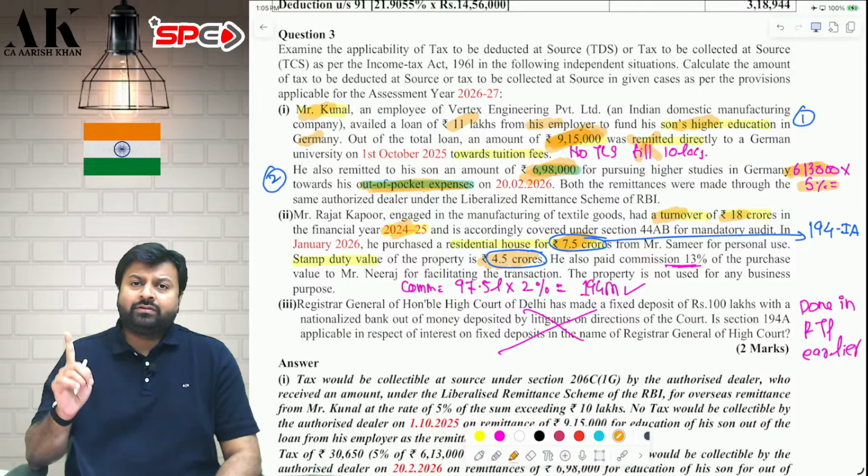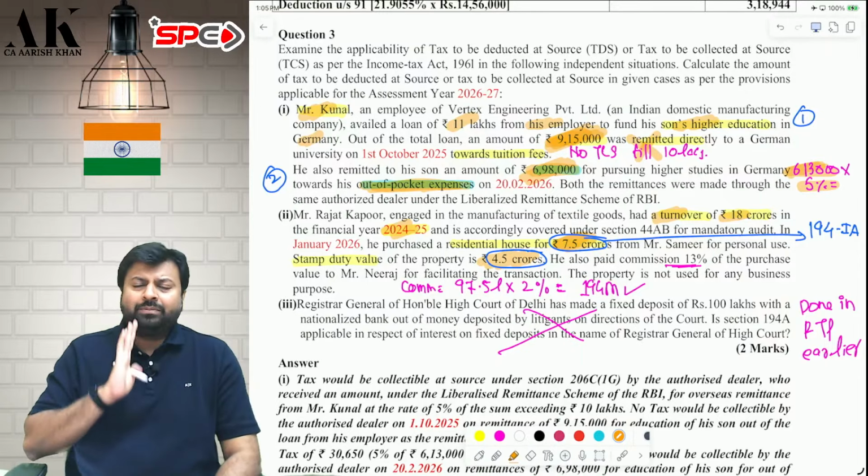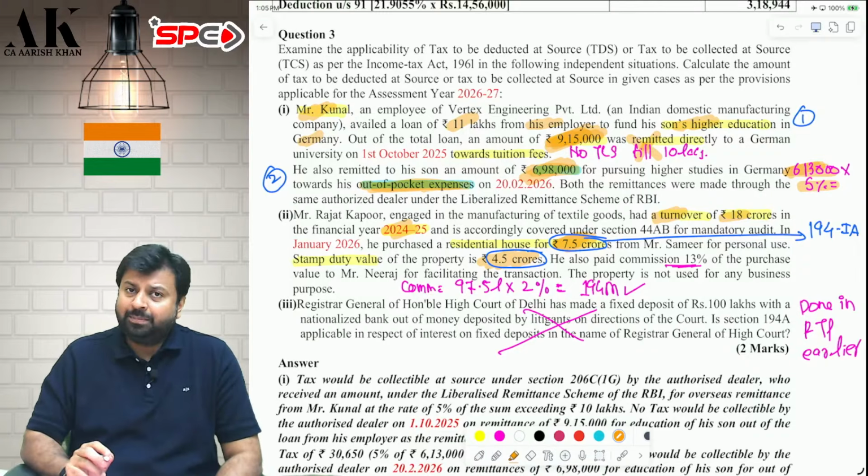Selling price is 7.5 crores, stamp duty value is just 4.5 crores. Therefore, TDS will be applicable on 7.5 crore. 1% TCS will come to 7,50,000 rupees. Mr. Rajat has to deduct and pay.